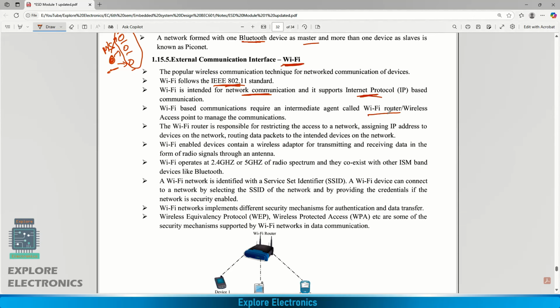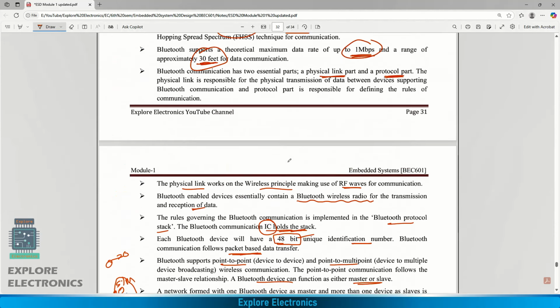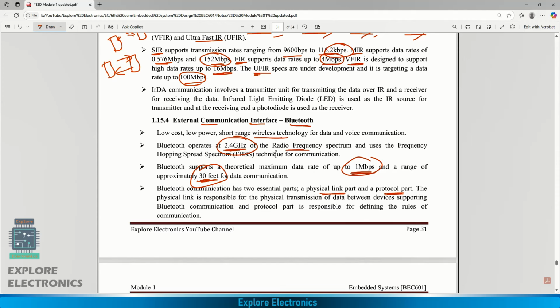So this requires a Wi-Fi router and Wi-Fi access point to manage the communication. Okay, and here the router is responsible for restricting the access to the network. This router will have certain IP addresses it supports. So it will assign the IP address to the device on the network, routing the data packets to that particular device or IP. And Wi-Fi enabled devices contain a wireless adapter for transmitting and receiving the data. And the operation is at 2.4 gigahertz to 5 gigahertz of radio spectrum. And as we saw in Bluetooth, it is also 2.4 gigahertz.